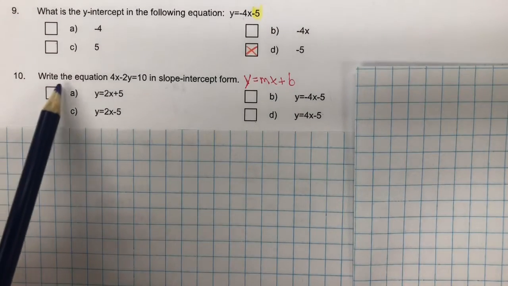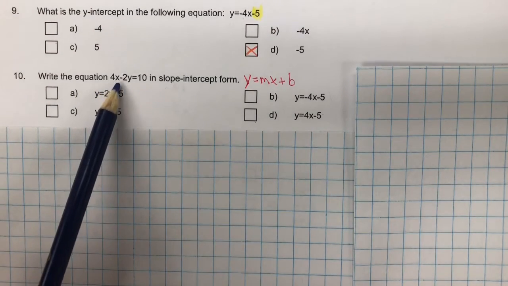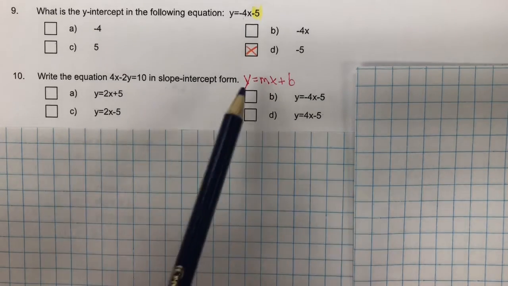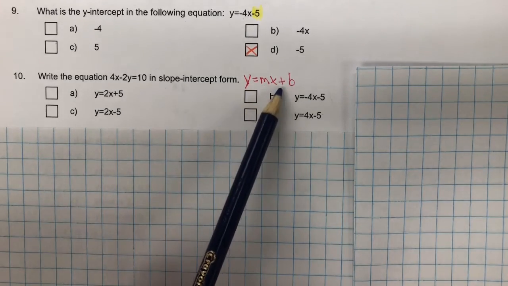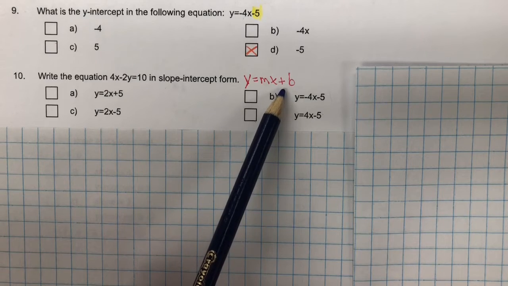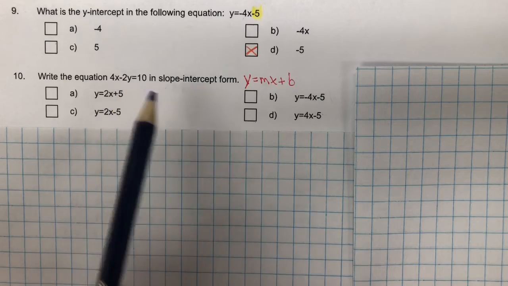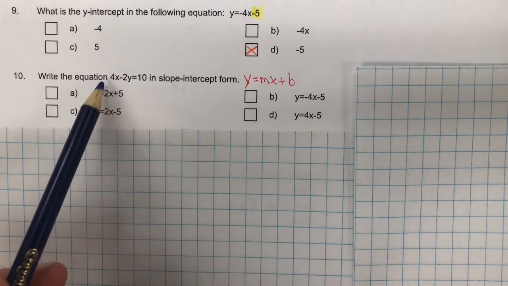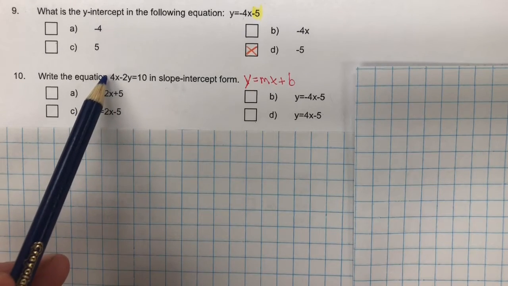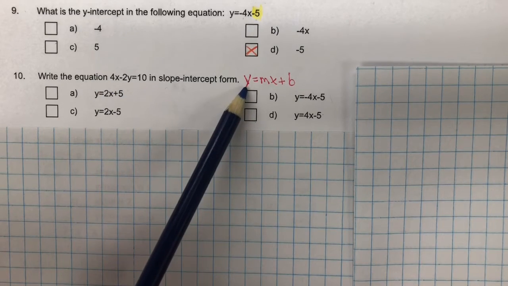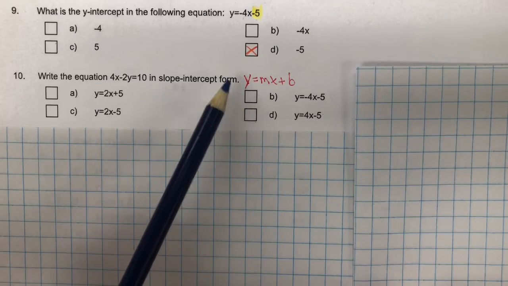For number 10, we need to write the equation 4x minus 2y equals 10 in slope-intercept form. y equals mx plus b is slope-intercept form. So we need to get y by itself. And this is a good way, when you're doing a system of equations using the substitution method, to get one of the equations in slope-intercept form.